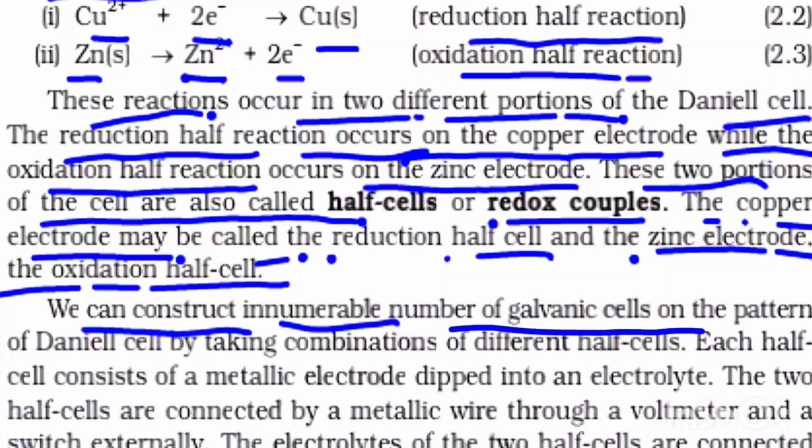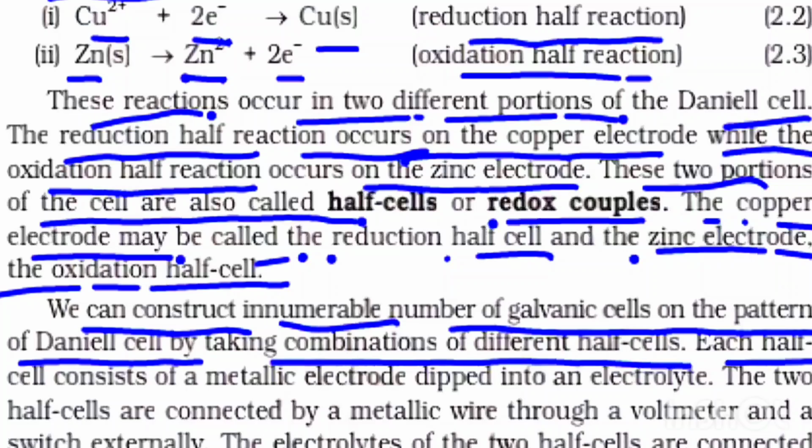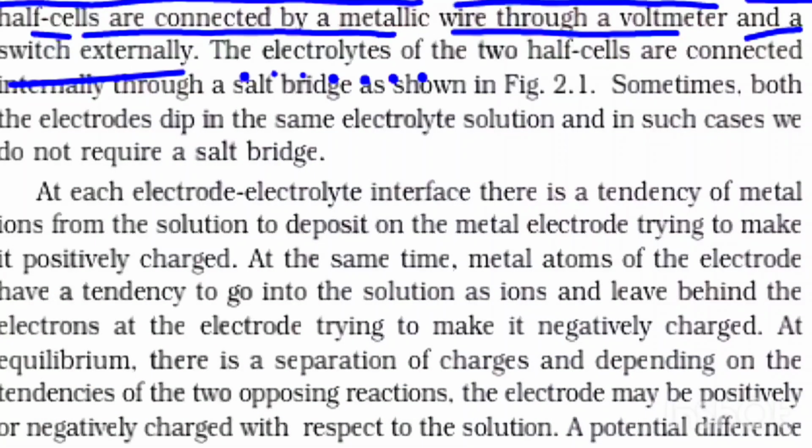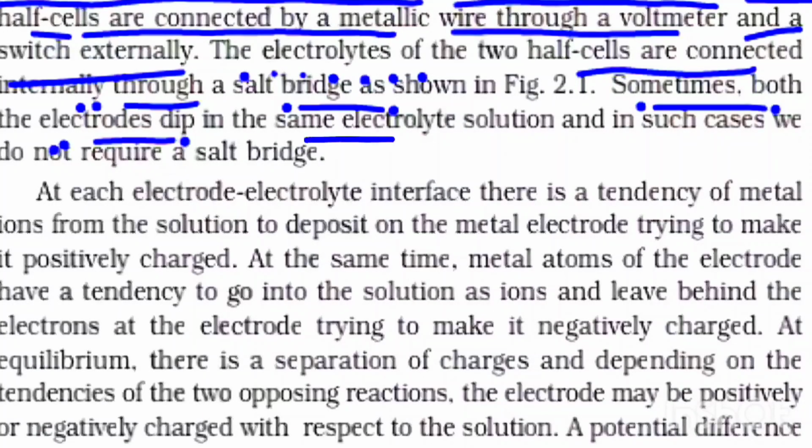We can construct innumerable galvanic cells on the pattern of the Daniell cell by taking combinations of different half cells. Each half cell consists of a metallic electrode dipped into an electrolyte. The two half cells are connected by a metallic wire through a voltmeter and a switch externally. The electrolytes of the two half cells are connected internally through a salt bridge.